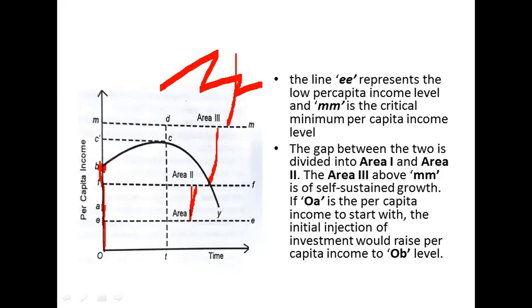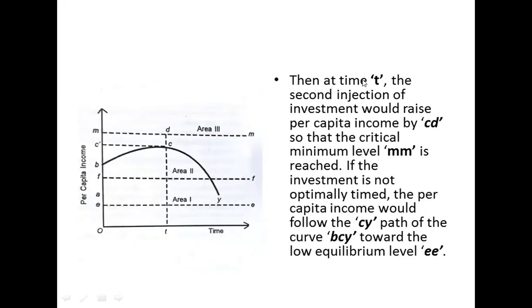Suppose that now we are here. At time t, when the time comes to this point, the second injection of investment would raise the per capita income level by CD. Now we are increasing. Initially from OA, we have increased the level of per capita income to B, and from time O to T, the income increases.